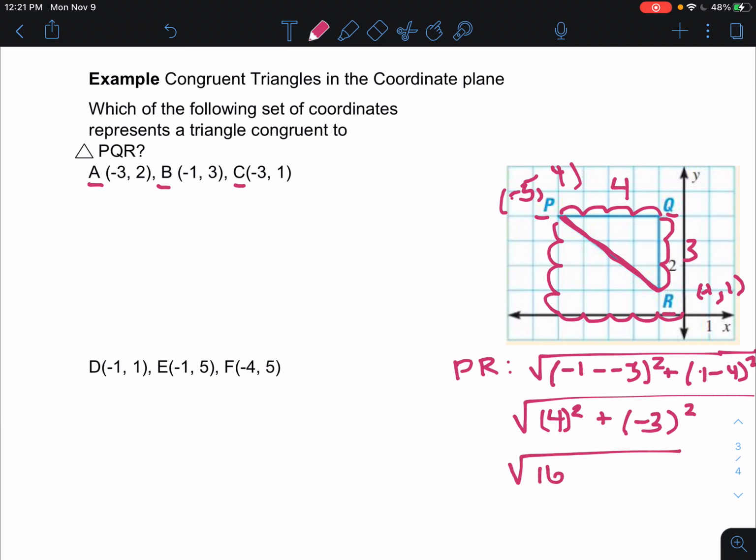Now I've got 16 plus 9. Remember, negative 3 times negative 3 is going to be positive 9. Now under the radical I have 25, the square root of 25, which is 5. PR, our distance, is 5. Using that distance formula, I'm going to have to do that to figure out the distance between A and B, B and C, and A and C.